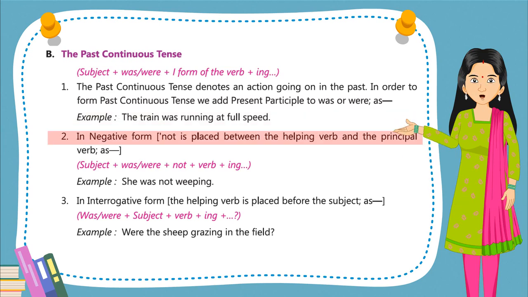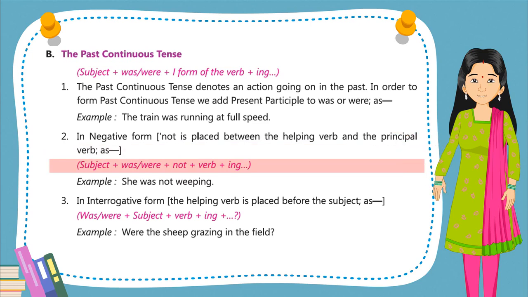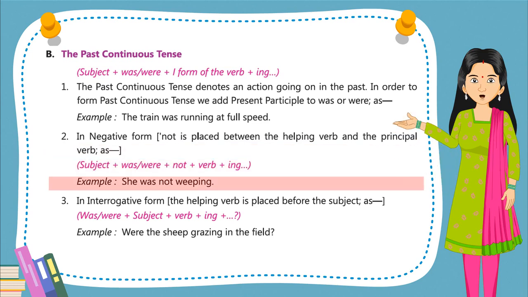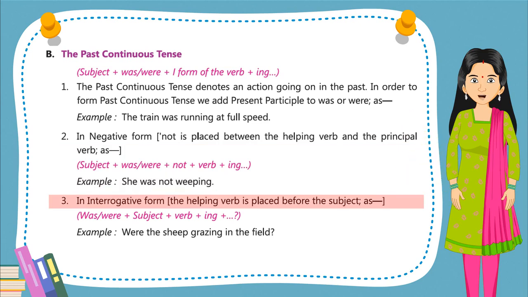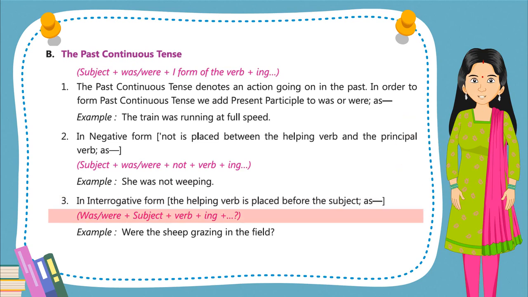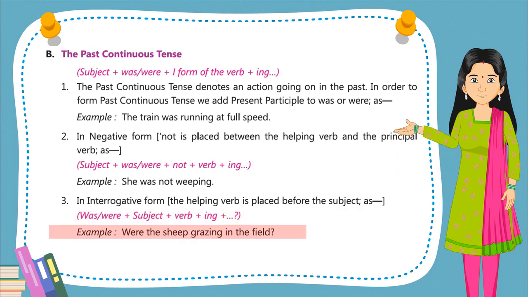2. In negative form, not is placed between the helping verb and the principal verb. As subject plus was plus not plus verb plus ing. Example, she was not weeping. 3. In interrogative form, the helping verb is placed before the subject. As was plus subject plus verb plus ing. Example, were the sheep grazing in the field?